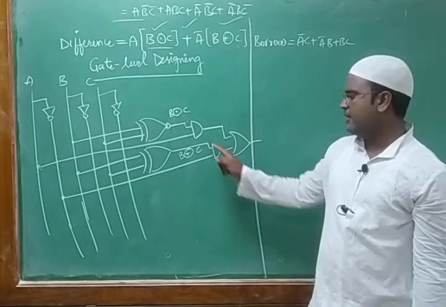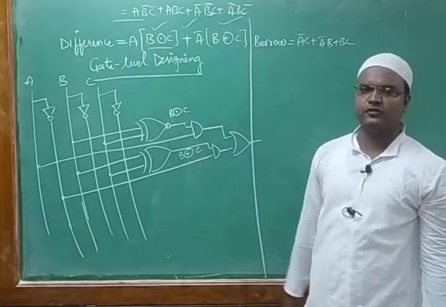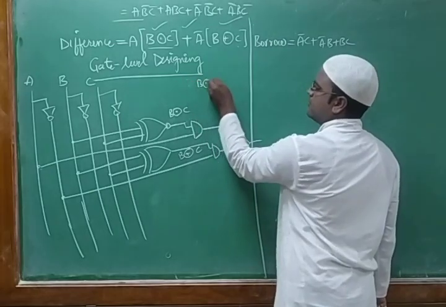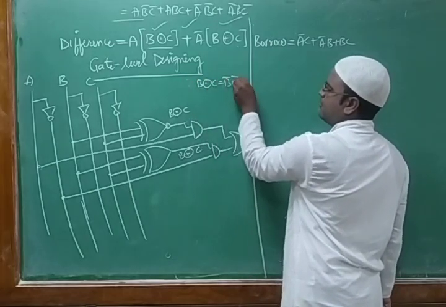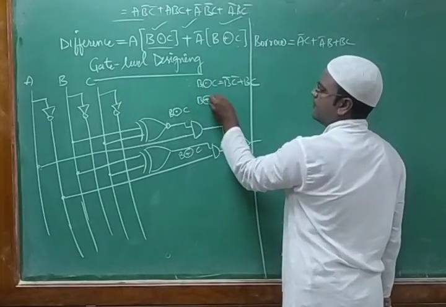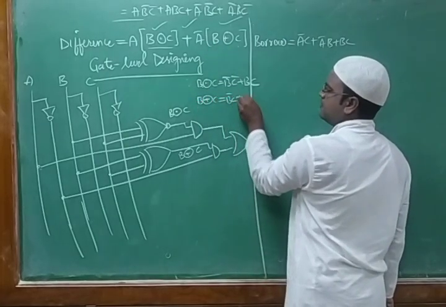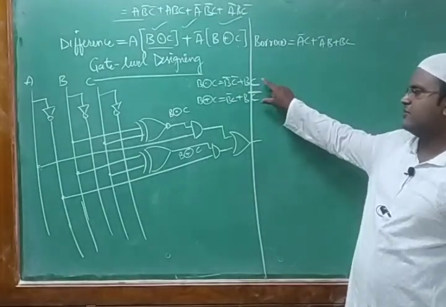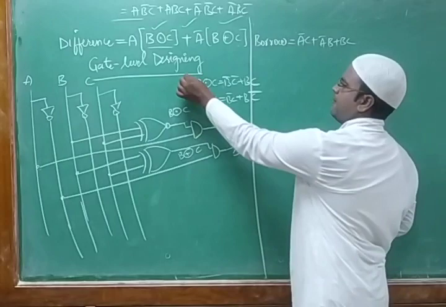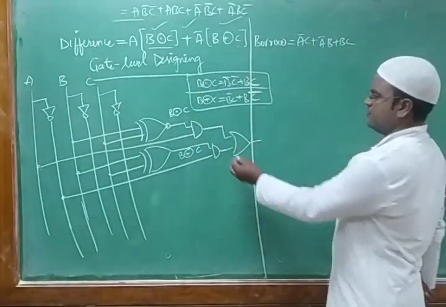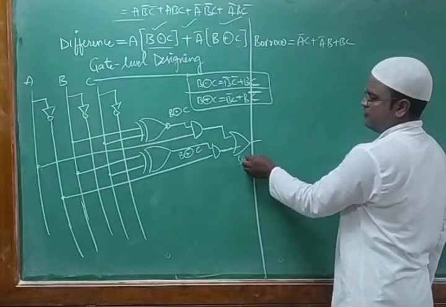Because of that reason I am using this exclusive OR and exclusive NOR. Because we know exclusive NOR is what actually? B complement C complement plus BC. Exclusive OR is what actually? B complement C plus BC complement. So because of this, instead of using this one, I have just taken this particular part. So till now, this is nothing but the output for sum.